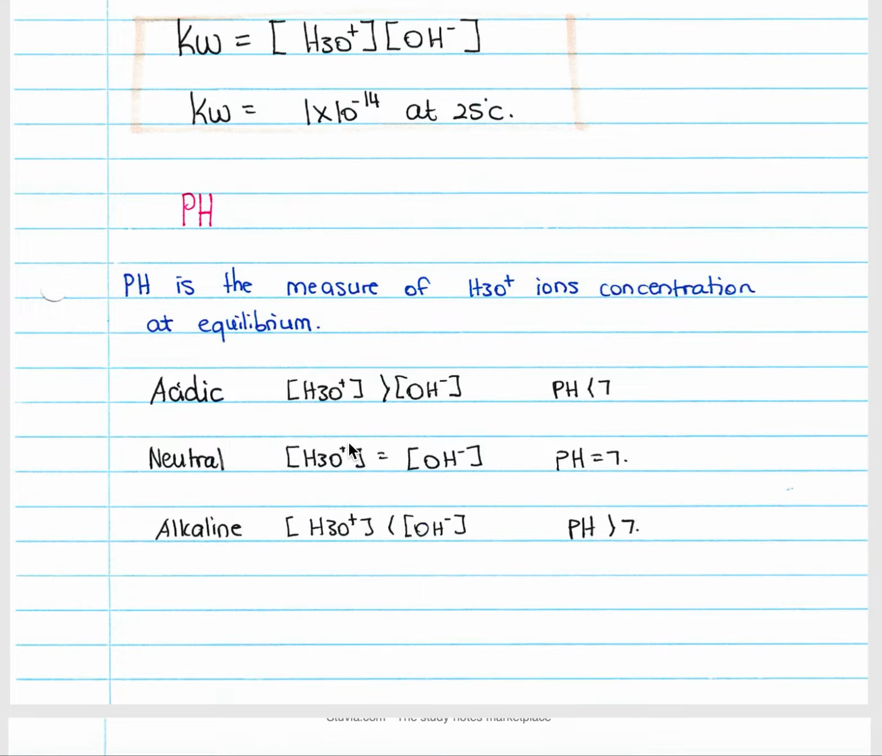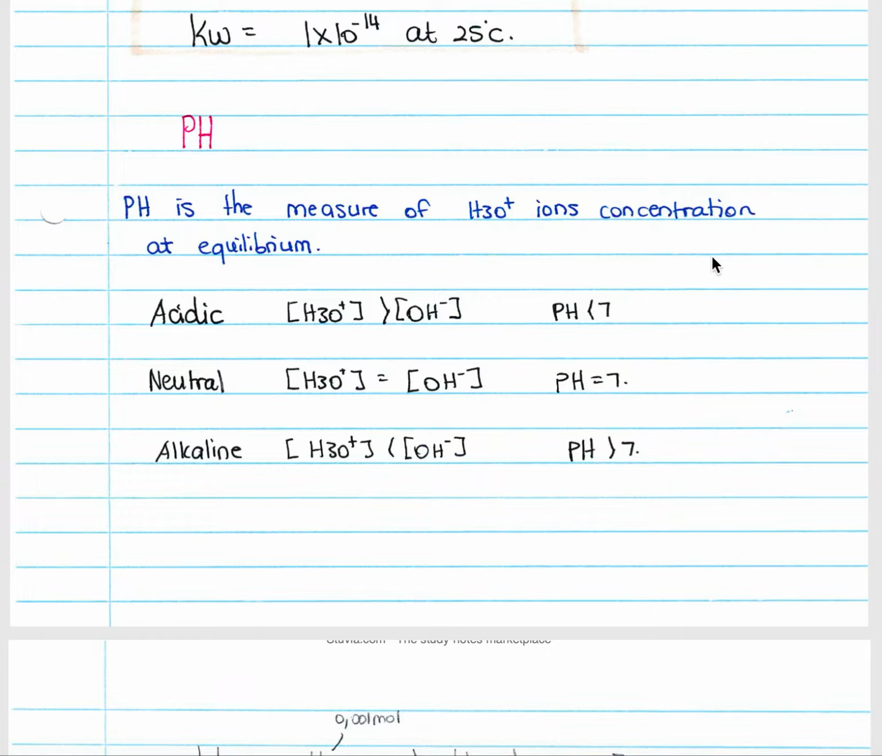Moving on to the pH of a solution. pH is the measure of H3O plus ions in concentration at equilibrium. H3O plus ions are an indicator of acidity. So an acidic solution will have a greater concentration of H3O plus ions than OH minus. OH minus is an indicator of basic solution.